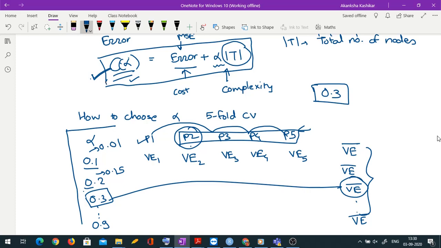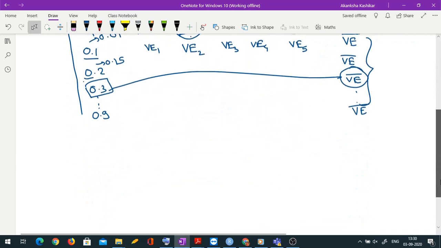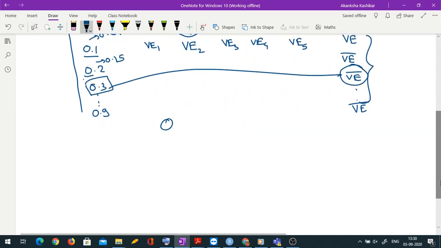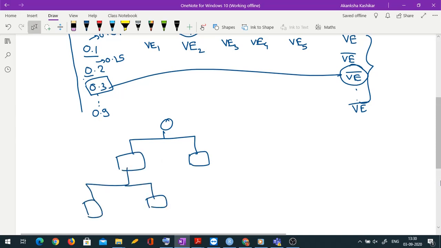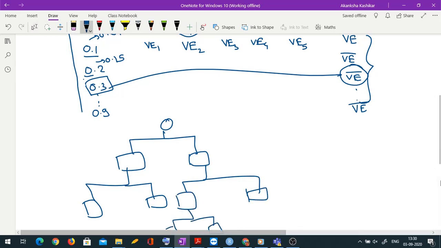Okay. The pruning thing, I am not sure how many of you have understood. So let me try to explain it a bit more. So what do I mean by choosing the tree with best cost or minimum cost? So suppose this is my entire tree.